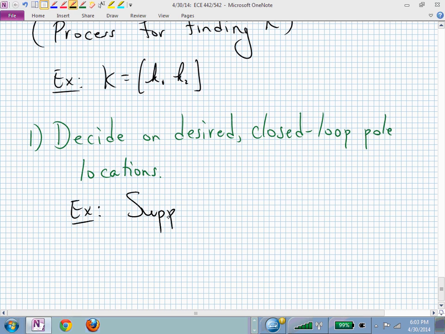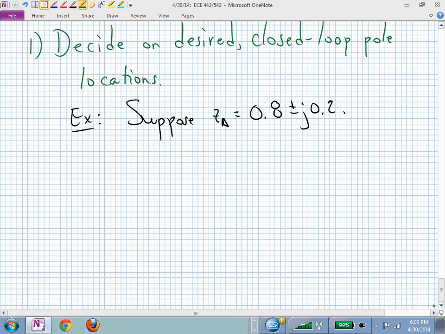In this case, let's just suppose that we want our z delta to be, obviously I have something for that location, but there really isn't anything special for that location, but 0.8 plus and minus j 0.2. But you could now sketch that and figure out what that corresponds to in terms of a pure 2-pole system behavior, if you wanted to. That's the first step, is picking that set of closed loop poles that you want to end up with.